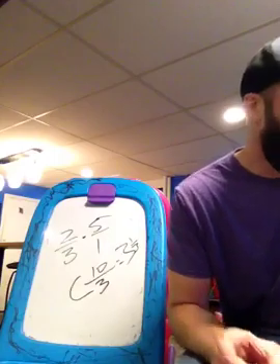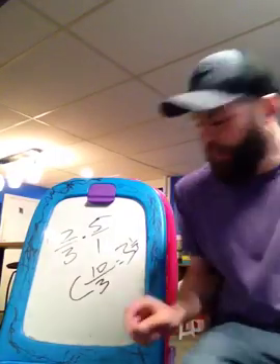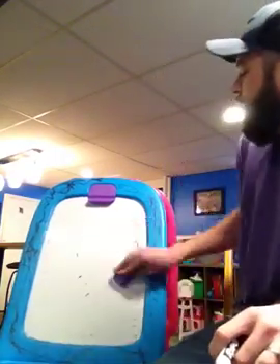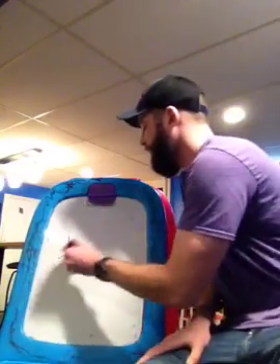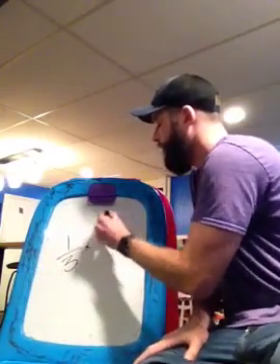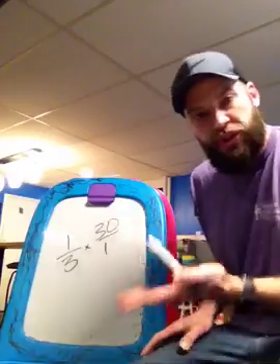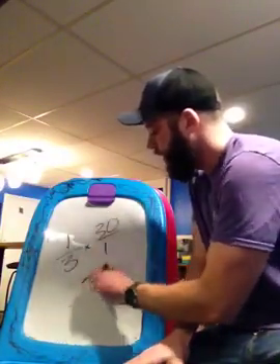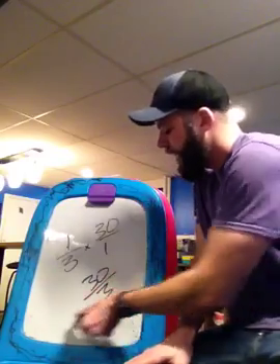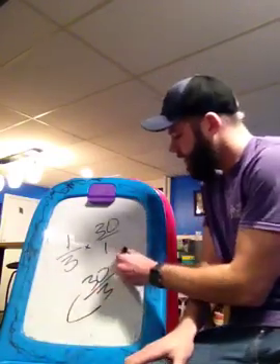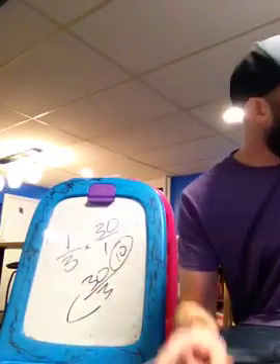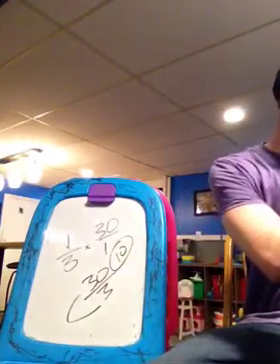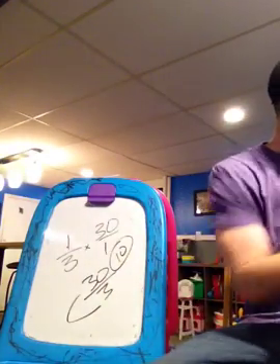So 17 is C. Number 18, 1/3 of 30. You could reduce this first if you're feeling crazy. Or you could just say 1 times 30 is 30. 3 times 1 is 3. How many 3's are in 30? Well, 10. So that answer is 10 wholes, and 10 wholes is C. Number 18 is C. Number 19.